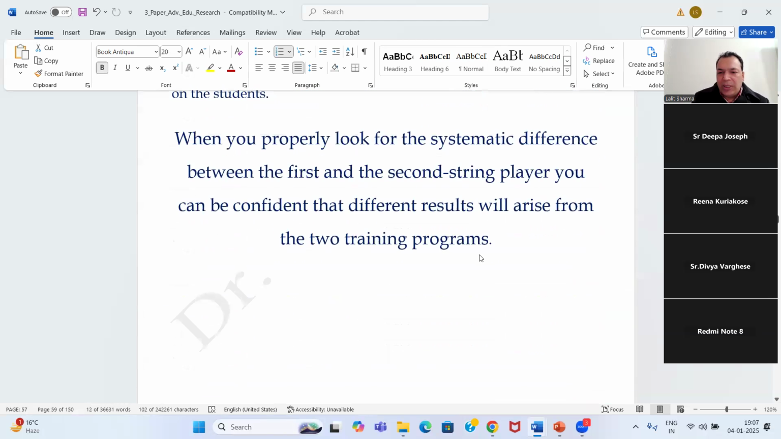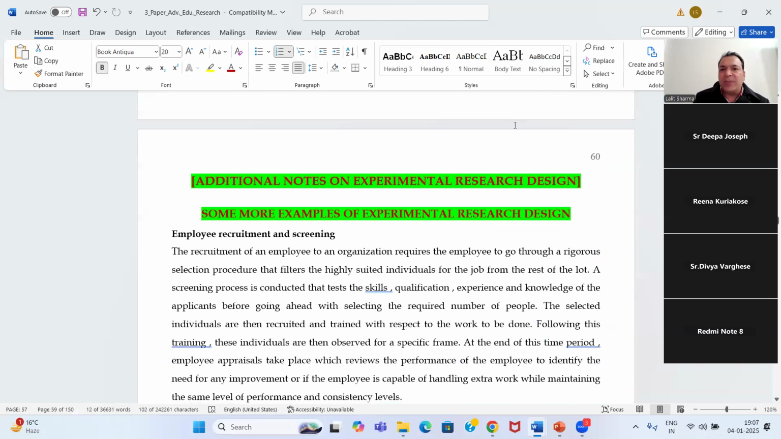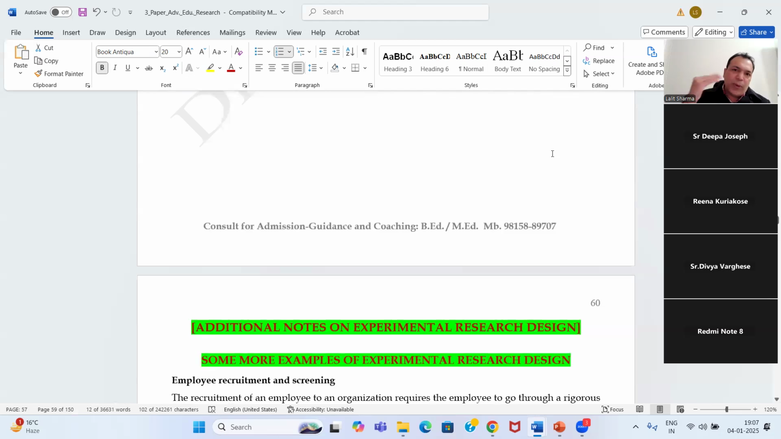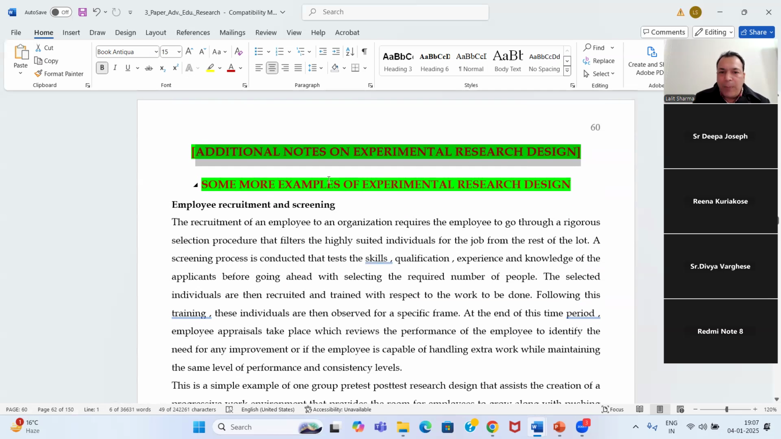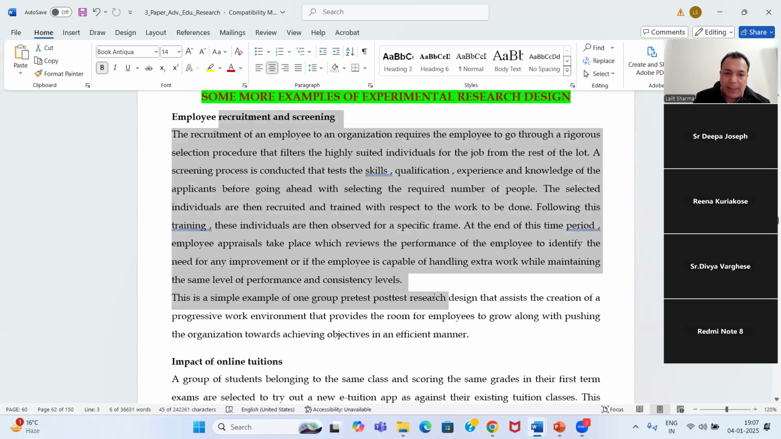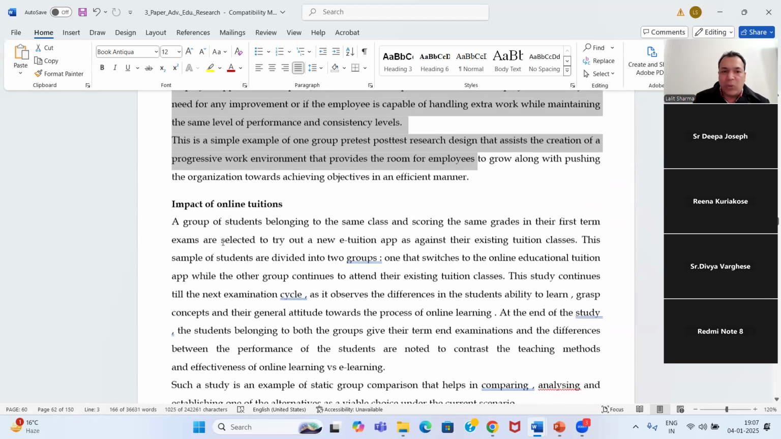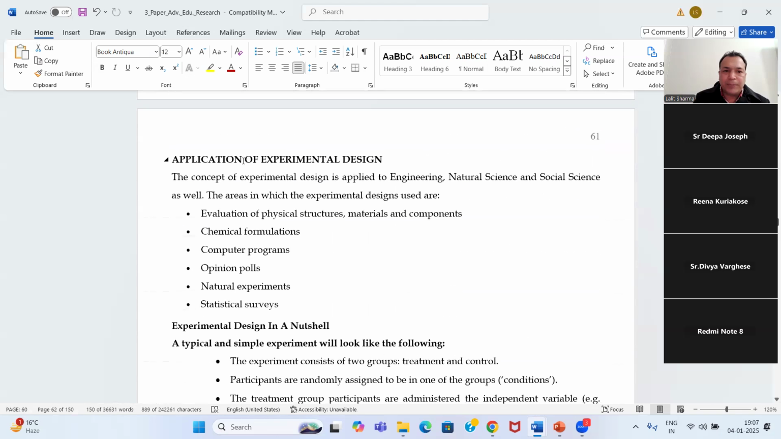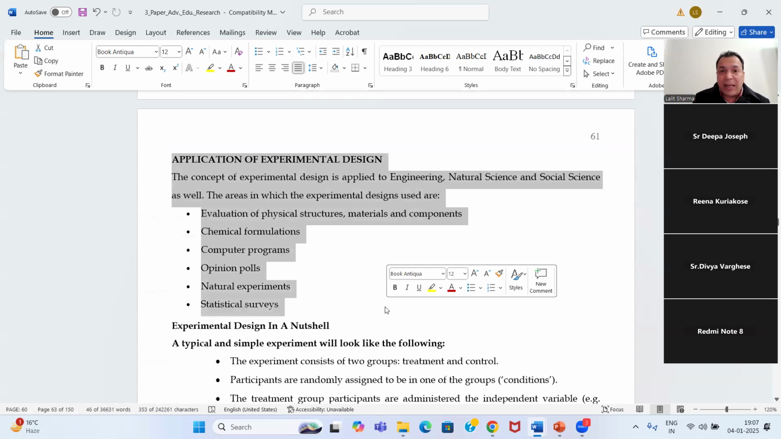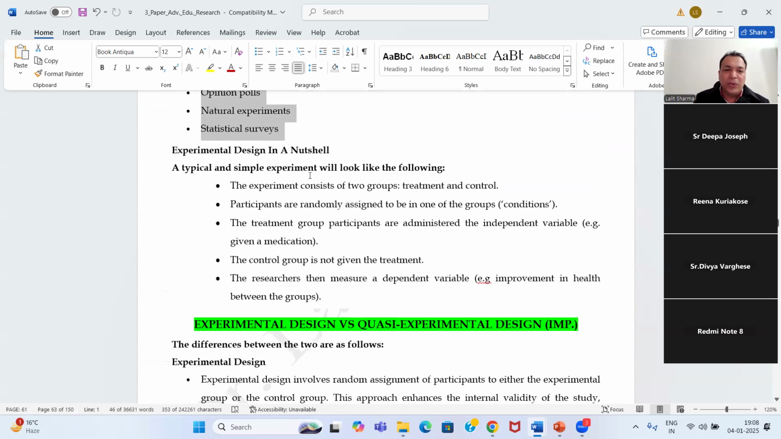तो ये up to 60 pages, 59 pages में I have almost solved all the previous year papers, right? Then on the 61 there are additional notes. You can see that some more examples of experimental research design. ये देखो, with the help of examples you have to learn it, guys. Then the concept would be more clear in your mind, because these things are being asked in the written paper as well as in your viva also.